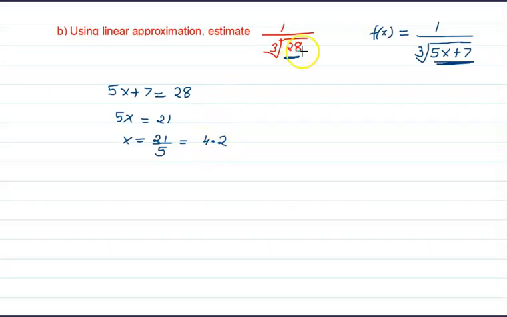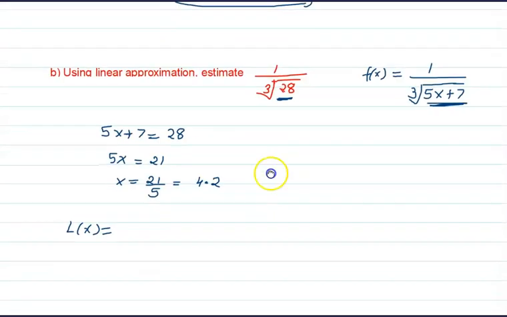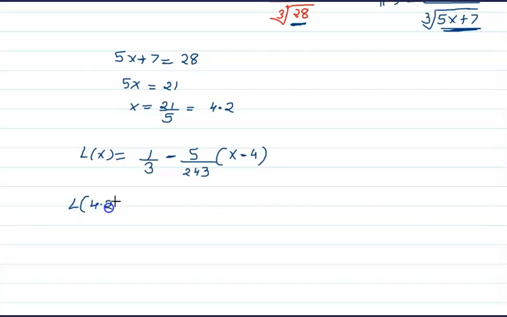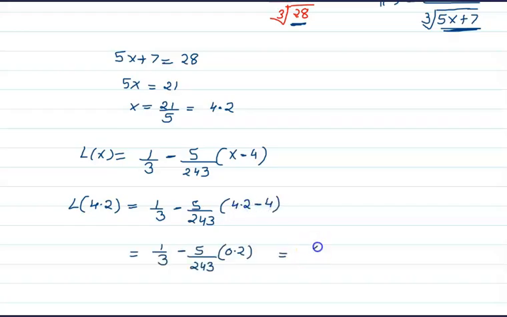So don't plug in x as 28. This is the mistake most students make, that they just plug in x as 28 to approximate. But this is not the x value. To get the x value, we just compare these two expressions and solve for x. Next, we write the linear approximation equation which we got from the earlier part. And since we need to approximate at 4.2, we are going to plug in x as 4.2. After simplifying this, we get the value. So this is the approximation at x equals 4.2.